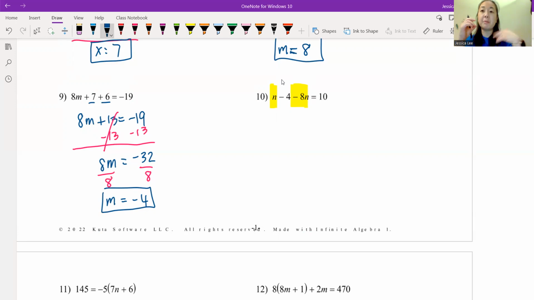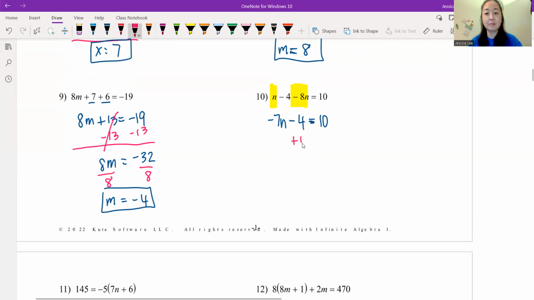So now we have to borrow some n's, right? How many n's do we need to borrow? We need to borrow 7 of them because we already have 1. So we need to borrow 7 more, right? So this is negative 7n minus 4 is equal to 10. And then look at it again. It's another 2-step equation.